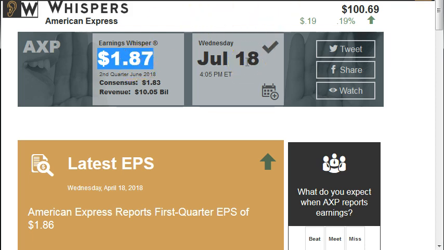So now the question is, there is no free lunch or easy lunch in investments. So now you have to do a lot of homework and figure out if American Express is going to have quarterly earnings of more than $1.87 or not. To do this kind of analysis, you certainly have to follow this company for a while.